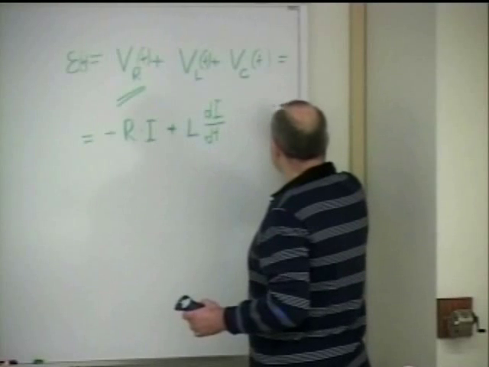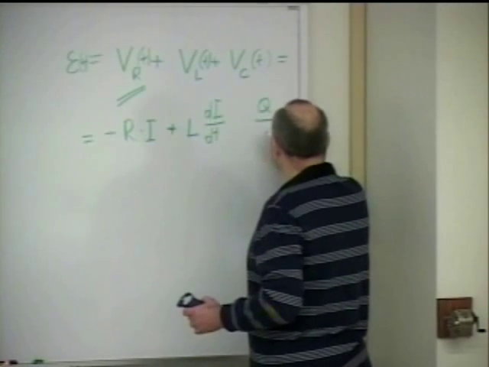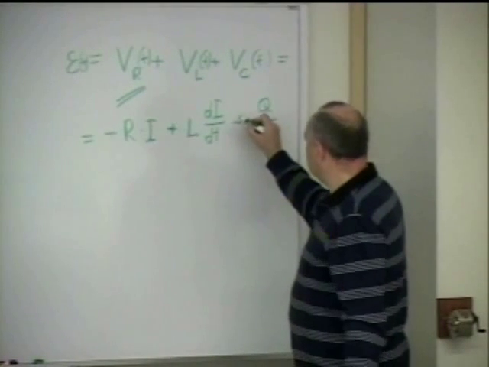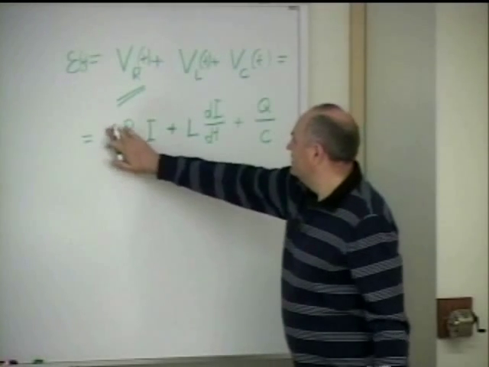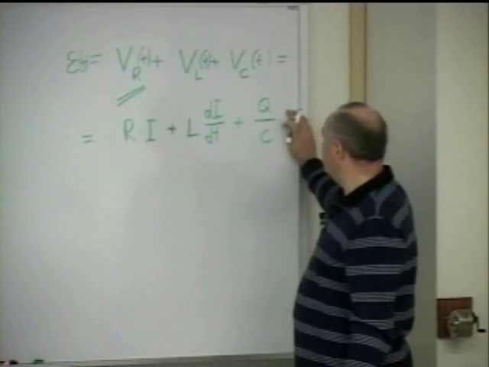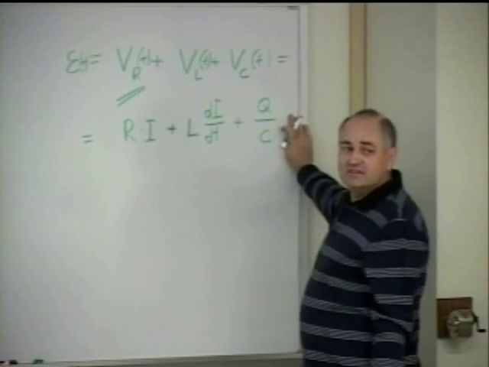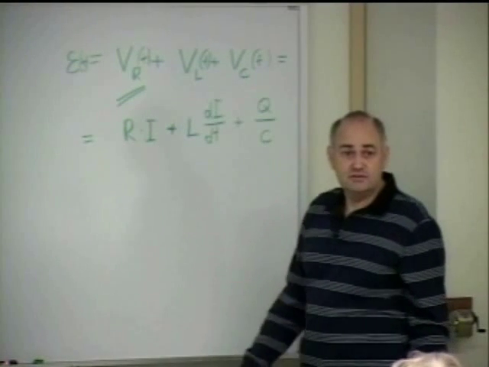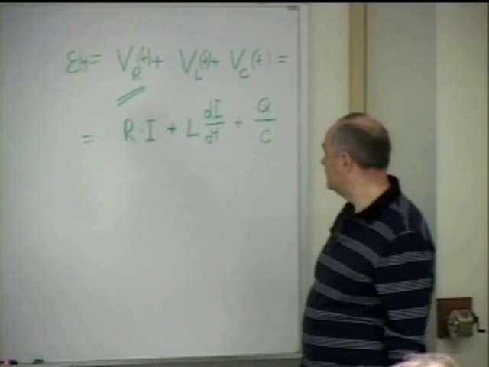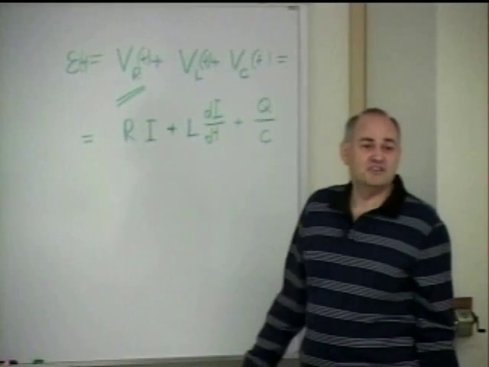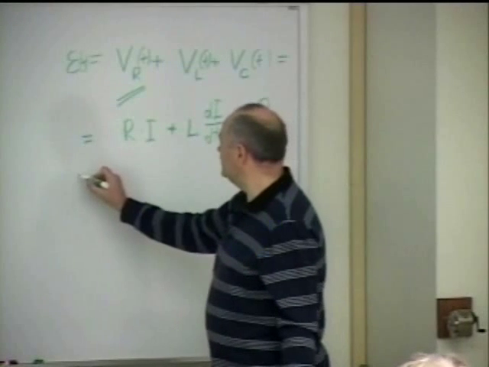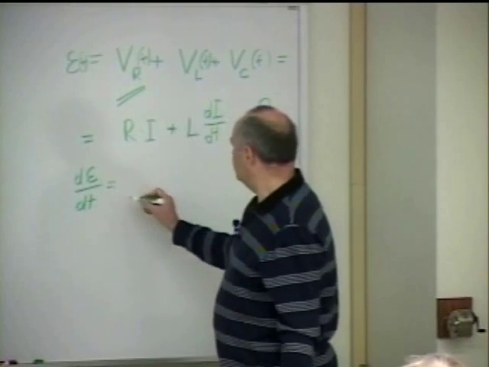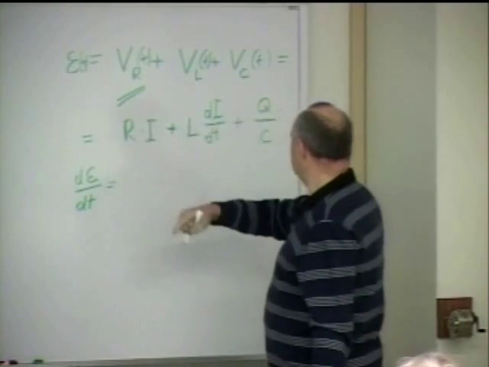Well, I can calculate the derivative of both sides. Right? So if I calculate the derivative of both sides, I will have the derivative of the electromotive force, and I will order them neatly. Here I have already a derivative, so if I calculate the derivative of the derivative, I will get the second derivative of current. Here I will have the first derivative of current. And here I will have 1 over C times the derivative of charge, which will give me current.